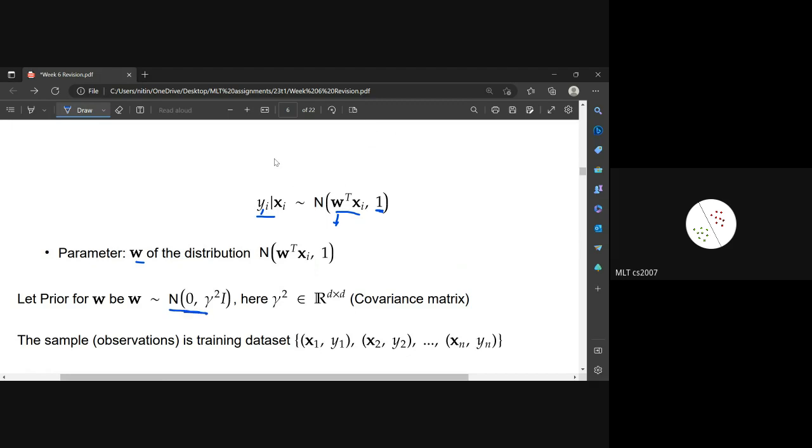So why do we choose Gaussian? One reasoning for choosing Gaussian is that the normal is the conjugate prior to the normal, right? So we choose normal, and why we choose zero mean for W, we will answer later. But for now, assume that we choose zero mean for the prior of W's, with some variance. So this is your covariance now. Gamma square will come from R d cross d, so it's the covariance matrix for W, right? So this is the prior for W.